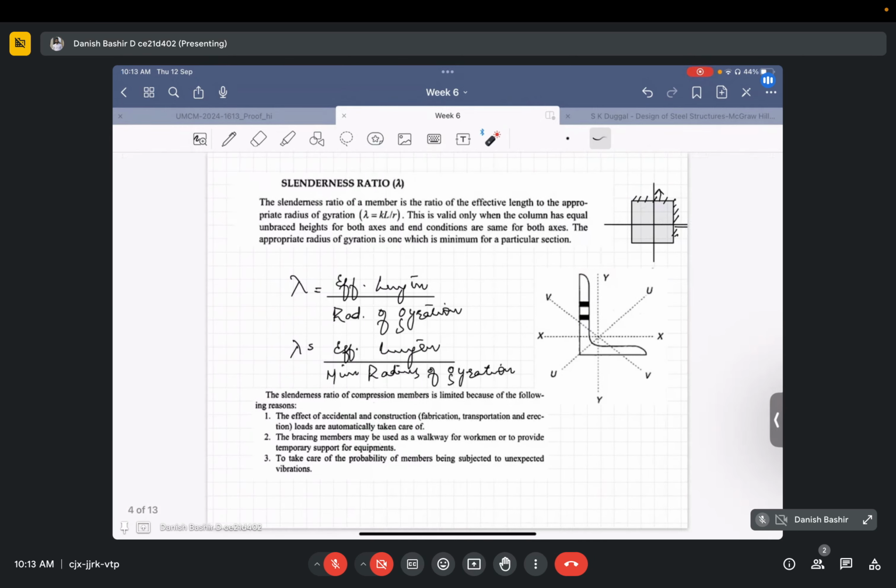So in that case, how will we write lambda xx? We write it as effective length along the x axis, we denote effective length by small l and total length by capital L, divided by the radius of gyration along the x axis, rxx. And you know that the formula for rxx is the square root of the moment of inertia along that axis, Ixx, divided by the area of the cross section. Similarly, you can write lambda yy equal to l yy divided by r yy, and similarly r yy you can write as square root of Iyy by A. These are the different things regarding slenderness ratio.